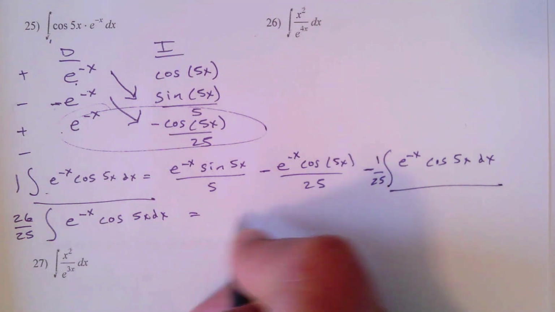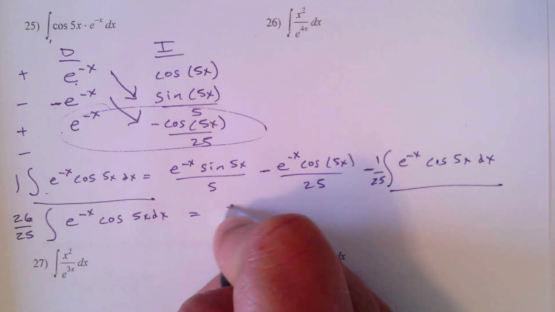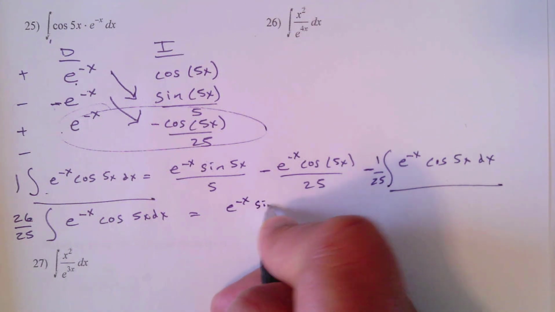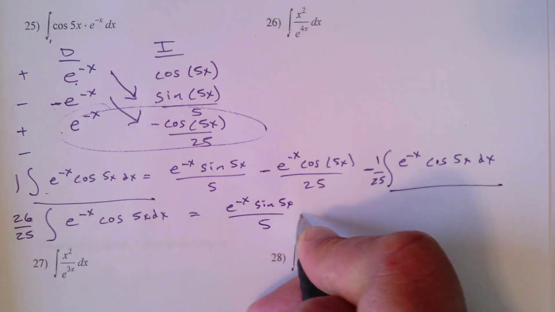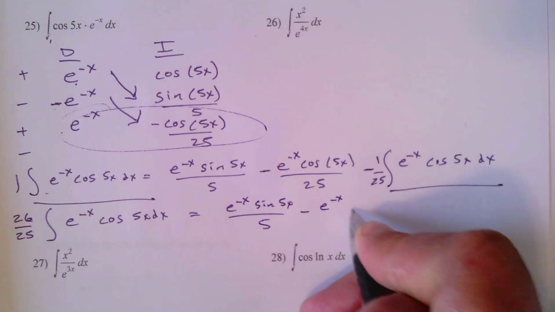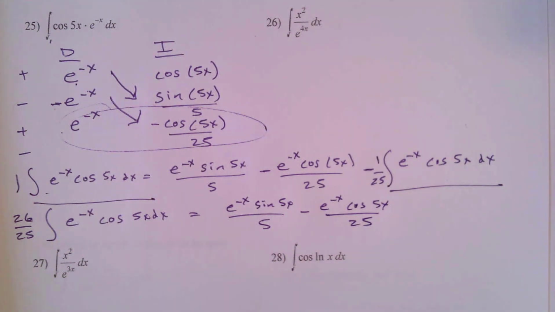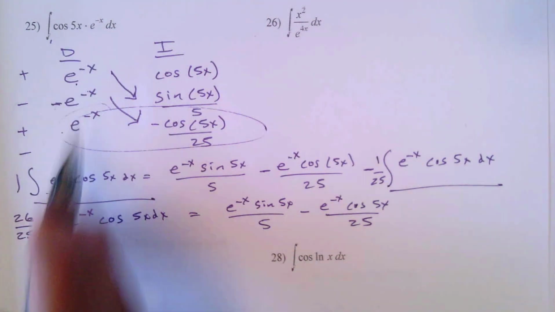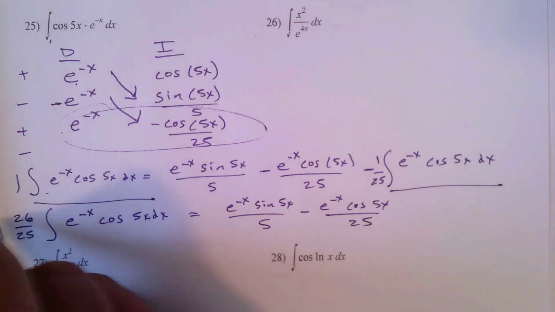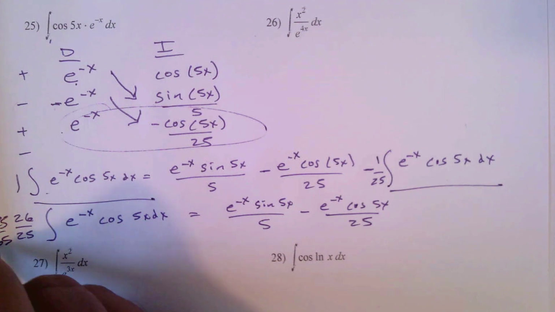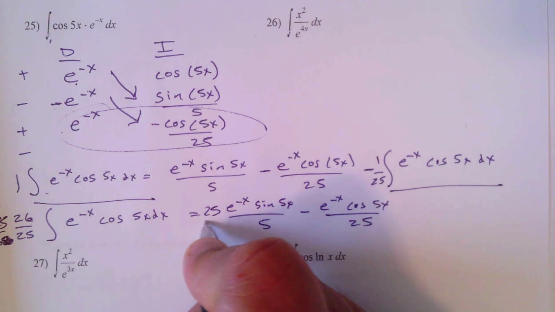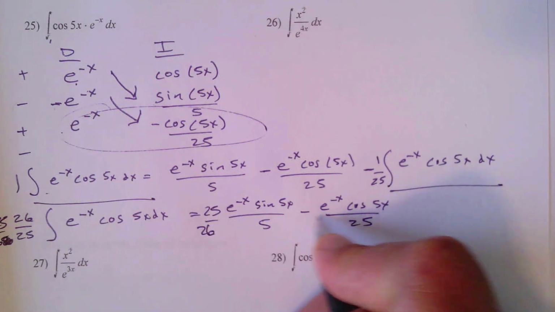equals, and what do we have here? e to the negative x sine of 5x over 5 minus e to the negative x cosine of 5x over 25. And we still don't have the original integral by itself, so we want to solve for the original, which means we have to get rid of this constant, which means we have to multiply everything by 25 over 26. So 25 over 26, multiply this by 25 over 26, and multiply this by 25 over 26.